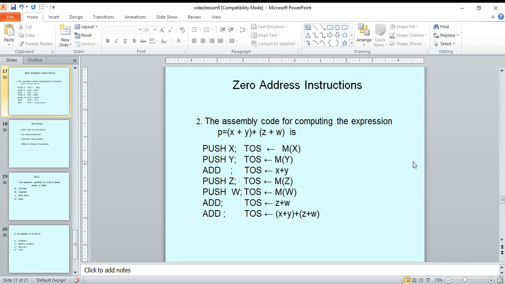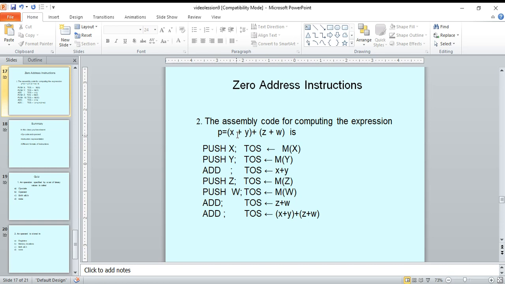See this example. I want to perform the expression P equal to X plus Y plus Z plus W. This is one instruction, this is the other instruction, and then finally we perform the addition of the results of these two. First we do this one, X plus Y.